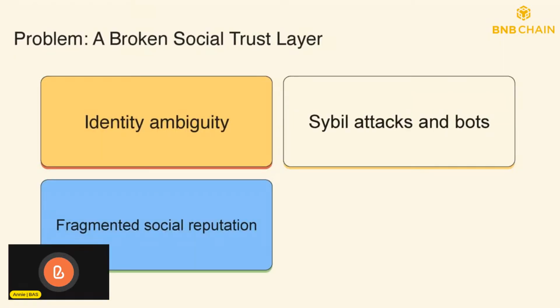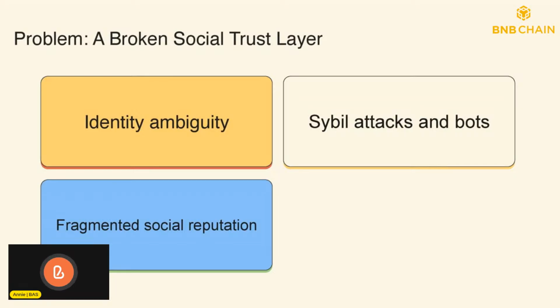Setting the stage: a broken social trust layer. Let's face it, we're living in the age of AI, and in just the past year we have seen an explosion of content from generative AI, multimodal AI, and autonomous agents. But with that growth comes serious social challenges.